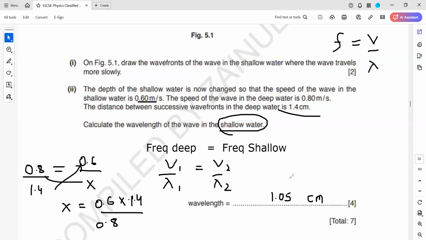Is the discussion clear? Any doubt in this?